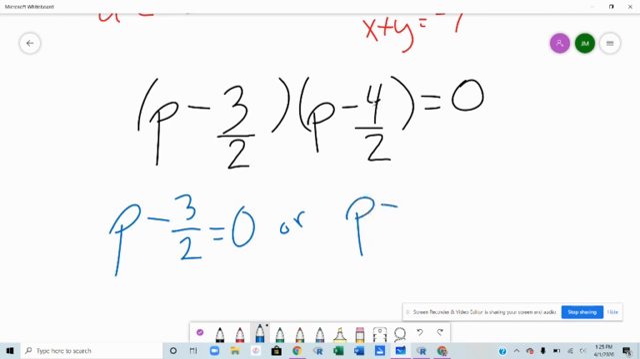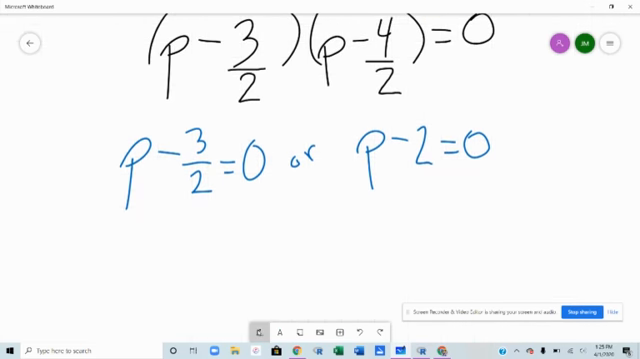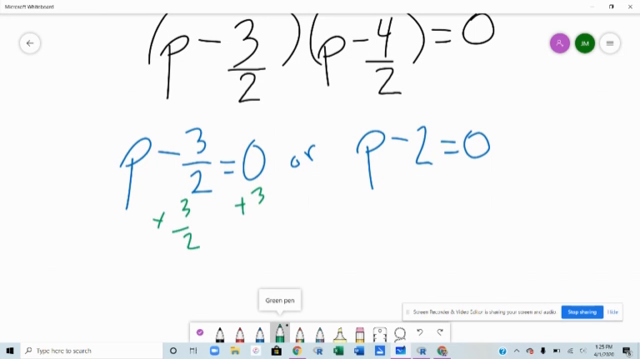Now in this one, you should simplify this. 4 divided by 2, you know what that is. That's 2. You should simplify that one. But this fraction here can stay this fraction. And now you can finish solving. I'm going to add 3 over 2 to both sides. Gives you p equals 3 over 2.